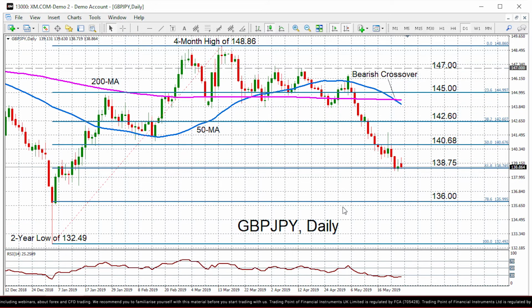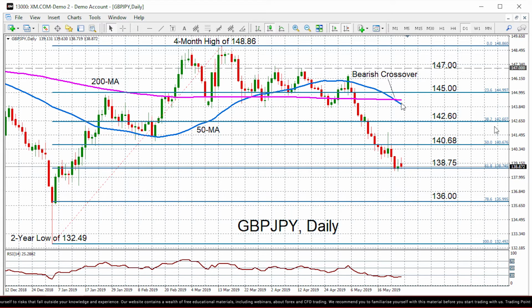Let's now turn to pound yen, which is looking rather bearish both in the short and medium terms. The RSI is currently in oversold territory just below 30, so we could be due for an upside correction at the moment. Support is being delivered at the 61.8% Fibonacci retracement of the uplift from 132.49 to 148.86. If we do see prices bouncing off that level, they could then head towards the 50% Fibonacci at 140.68. Above that, we've got 142.60, that's the 38.2% Fibonacci.